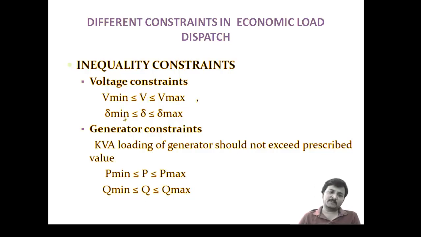Similarly, the load angle has a constraint of minimum and maximum. The load angle of the operating generating system should be in between delta minimum and delta maximum. Another constraint at the generator is that the KVA loading of the generator should not exceed the prescribed value, the P minimum value and P maximum value. Similarly, the reactive power has a limit, a Q minimum value and Q maximum value.